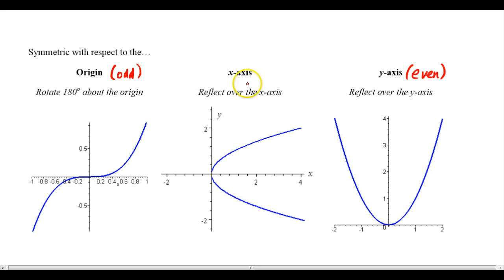X-axis symmetry means that I can reflect the graph over the x-axis this time and it will land right back on top of itself. So this top portion of the graph, if I flip it over, with the x-axis acting like a mirror, it will land right back on top of itself. So here, this is actually not a function because it does not pass the vertical line test. But we can still have symmetry with respect to the x-axis given special implicitly defined functions that we're going to talk about later.